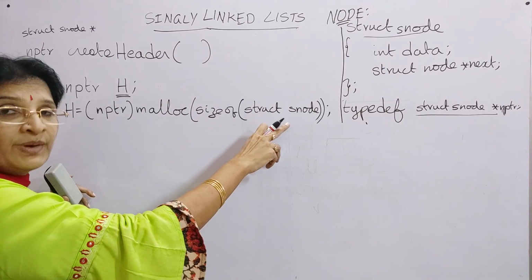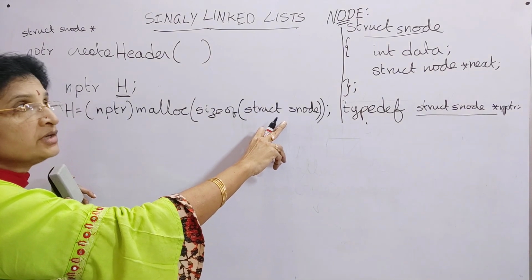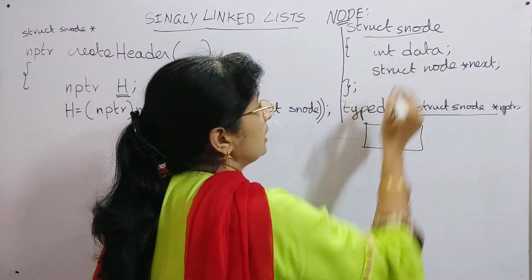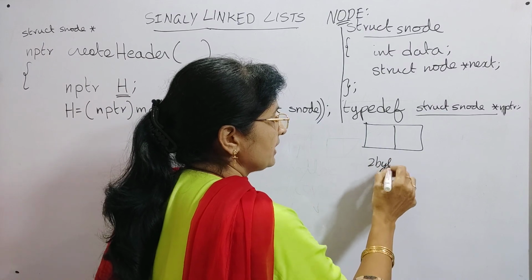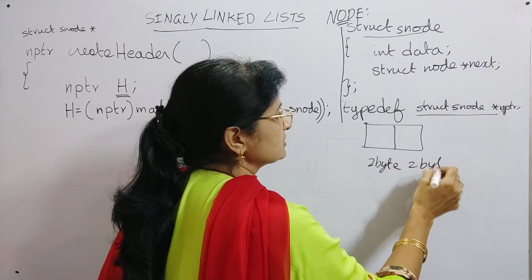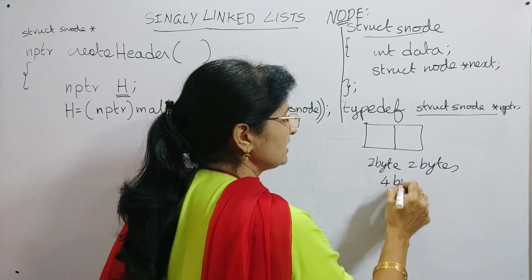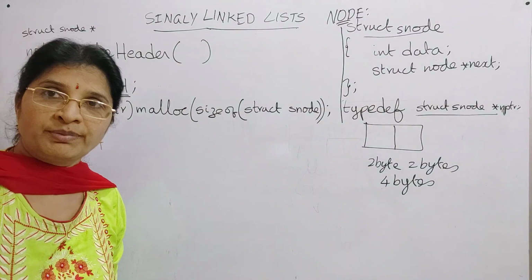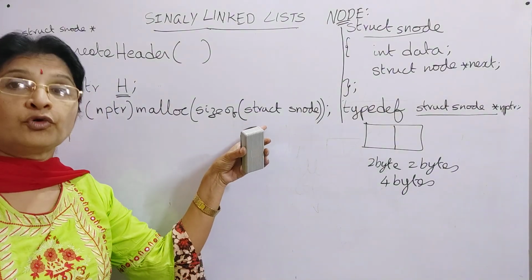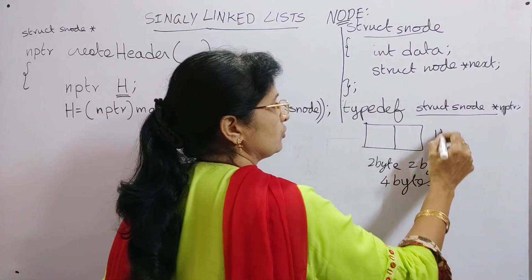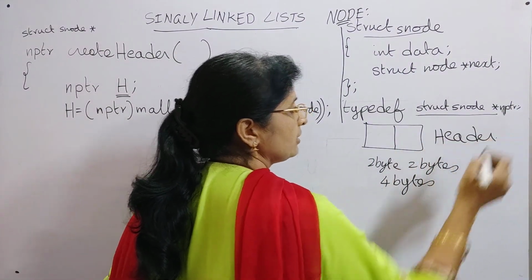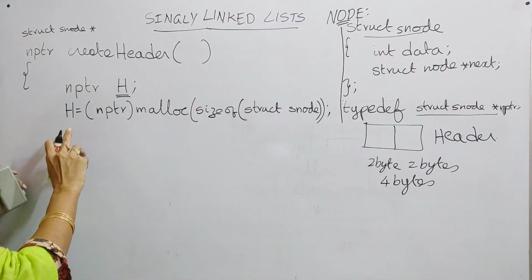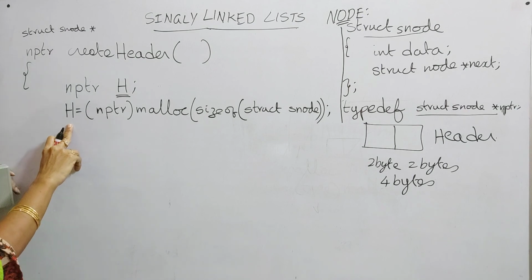Then how much memory do you have to allocate to your node? In this case, for data it requires 2 bytes, and for the link part it requires 2 bytes. So in total it requires 4 bytes. If you give sizeof struct node, it will return 4 bytes for you. So it will allocate 4 bytes of memory to your header node, and the memory address is assigned to H.